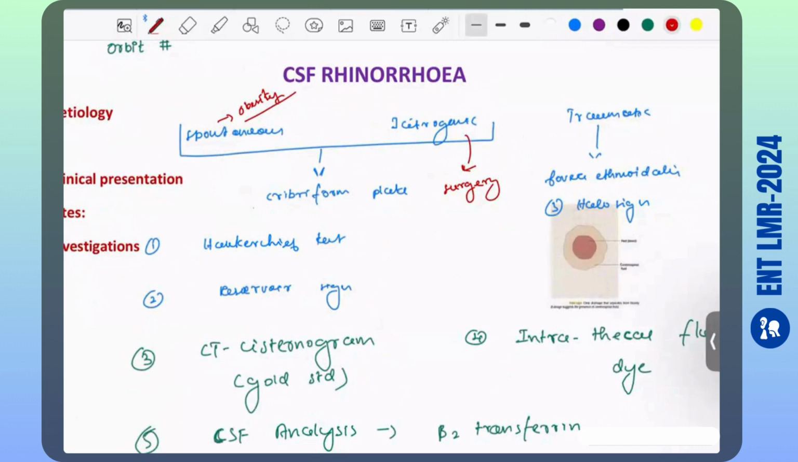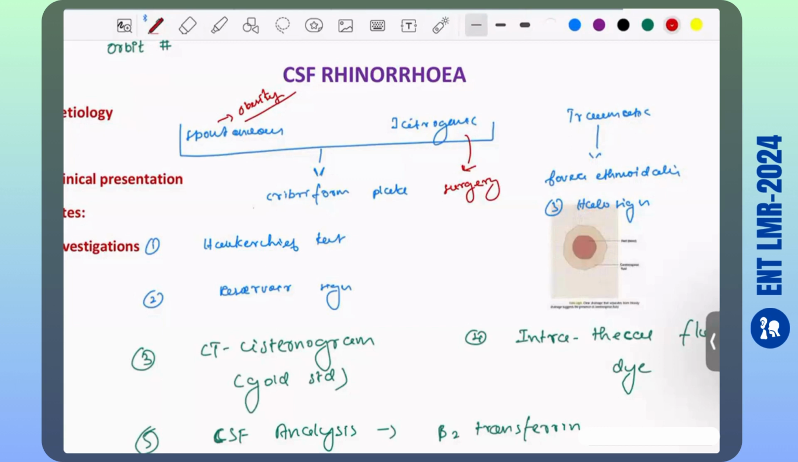What are the investigations? For traumatic CSF leak or any CSF leak, you use a handkerchief. The handkerchief will not stiffen. If you have a common cold, nasal discharge, and you use a handkerchief, the handkerchief will stiffen due to nasal secretion. So with nasal secretion the handkerchief stiffens; with CSF secretion the handkerchief will remain the same. No stiffening of the handkerchief.